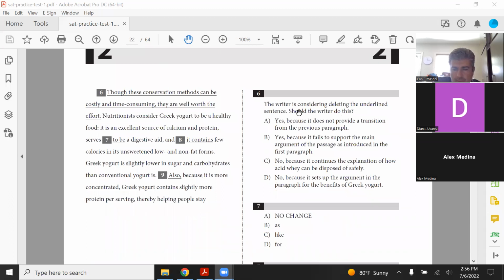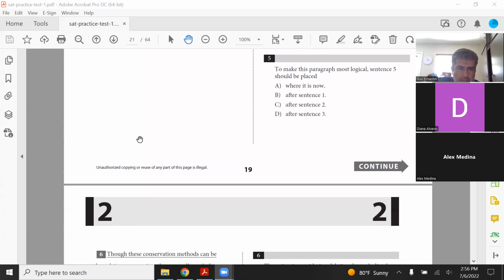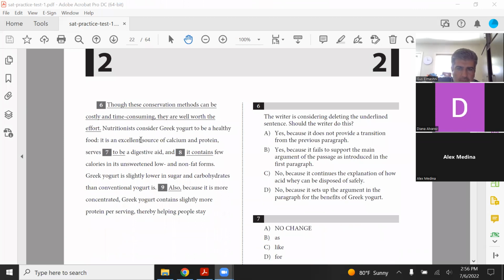Another context one, usually when you see lengthy questions, usually context. "Though these conservation methods can be costly and time-consuming, they are well worth the effort. Nutritionists consider Greek yogurt to be a healthy food. It's an excellent source..." I kind of like that because they talk about all the benefits. And they do talk about prior, like the conservation methods can be a little tiresome. So I wouldn't delete it. Yeah, I like D because it does set up the argument for the benefits.